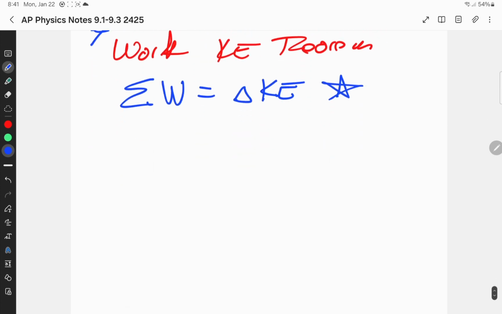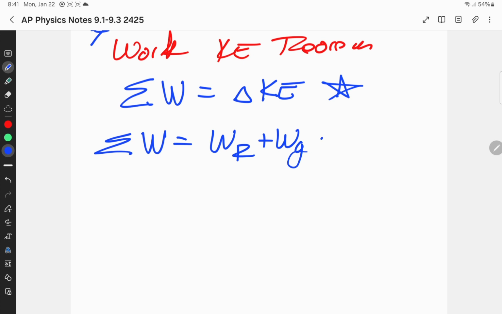All right? And so because of that, we should probably take a minute and talk about what we mean when we say net work. Well, the net work is exactly that. It's the sum of all of our works. So it's the work done by Roy, plus the work done by gravity, plus the work done by friction, plus the work done by springs, etc. Okay?